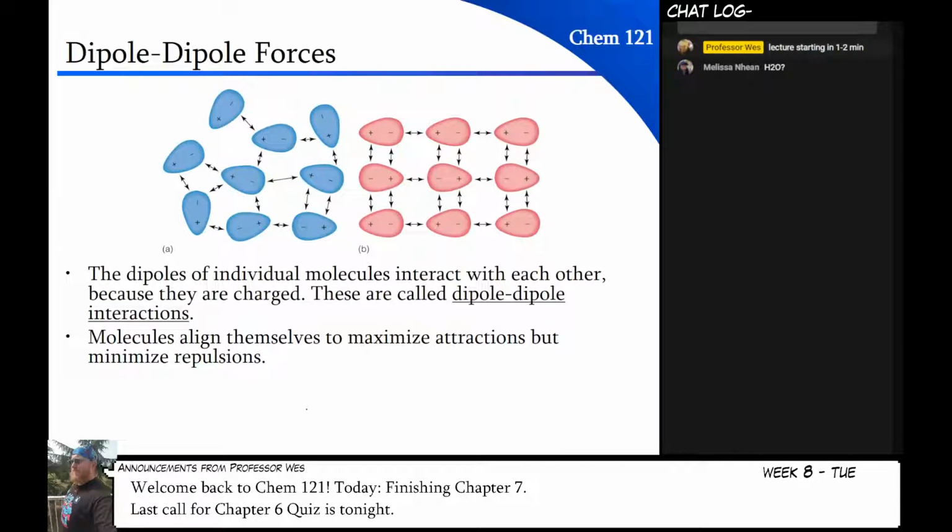On the screen, I have, on the left for A, just a liquid, and on the left for B, a solid. And you'll notice that they have a bunch of little pluses and minuses around them. The pluses and minuses within the molecules are intended to indicate partial charges. So this is delta plus, delta minus. This is delta plus, delta minus. And so on and so forth.